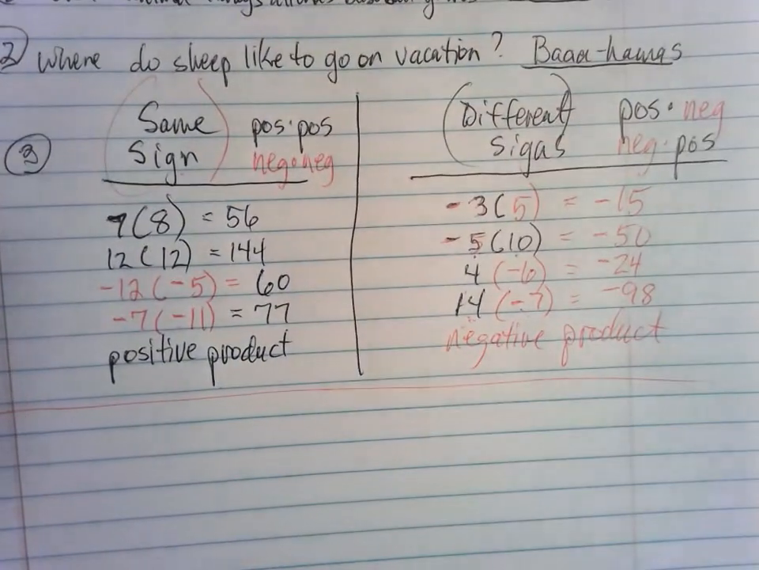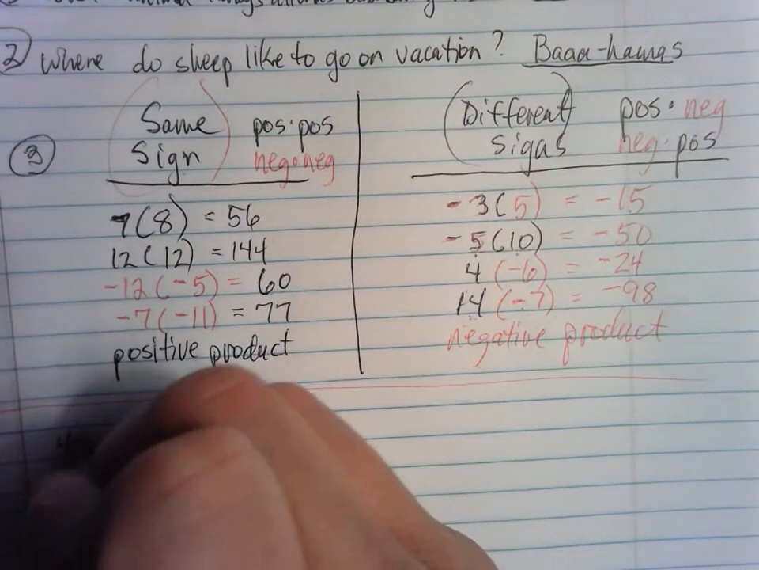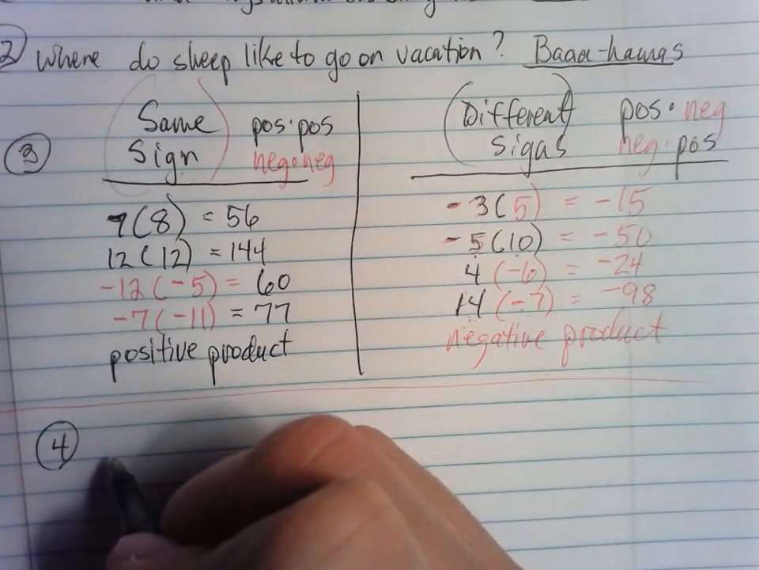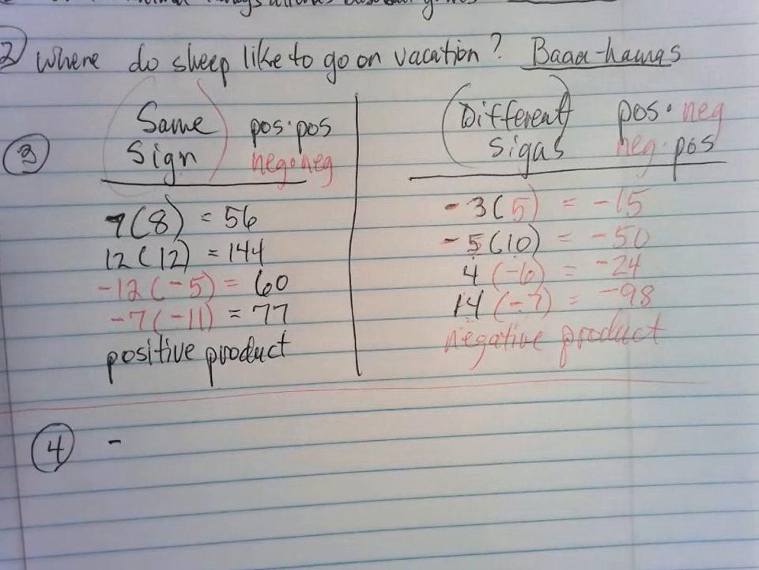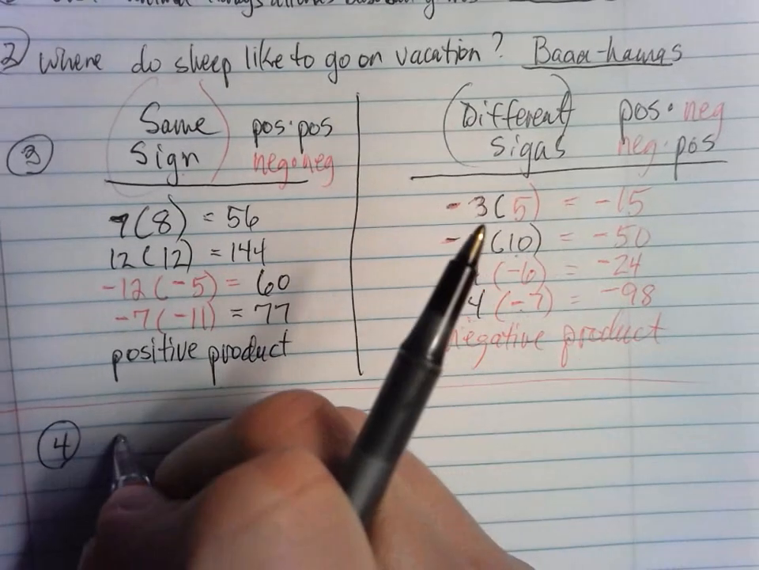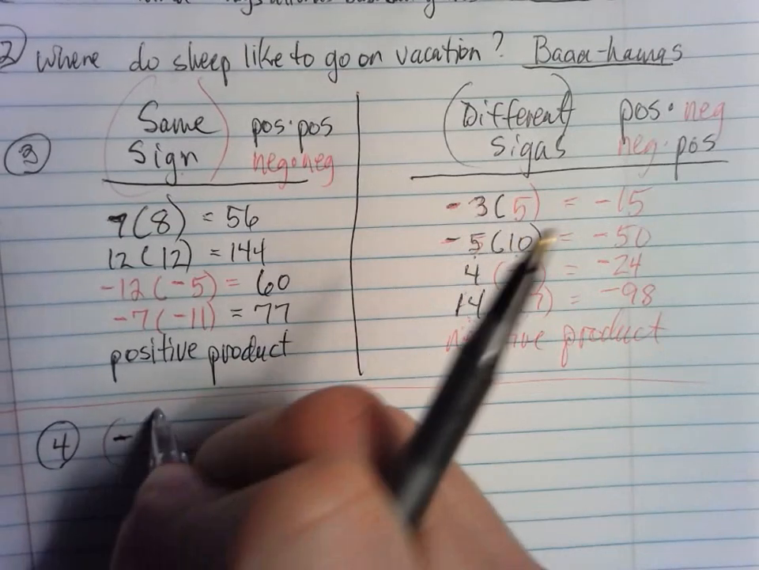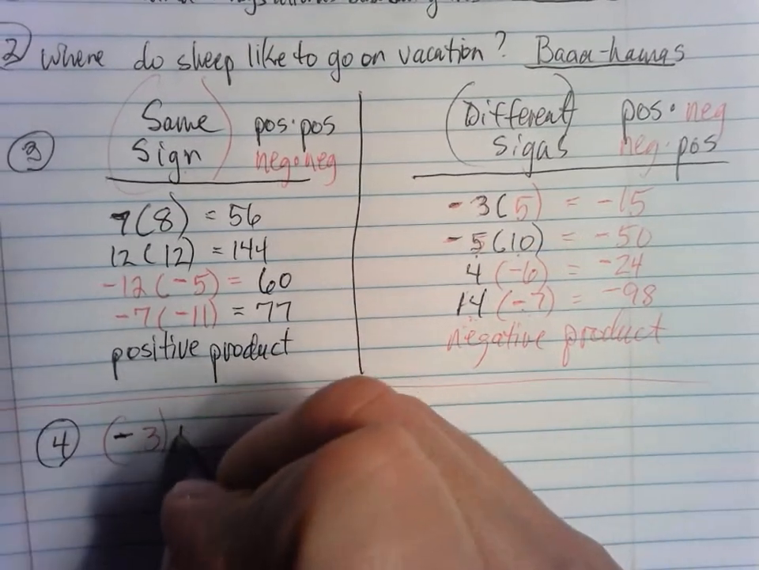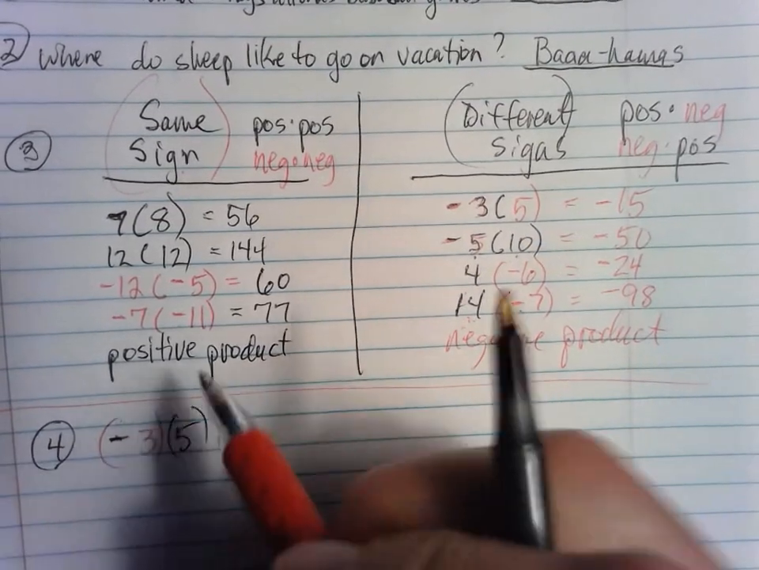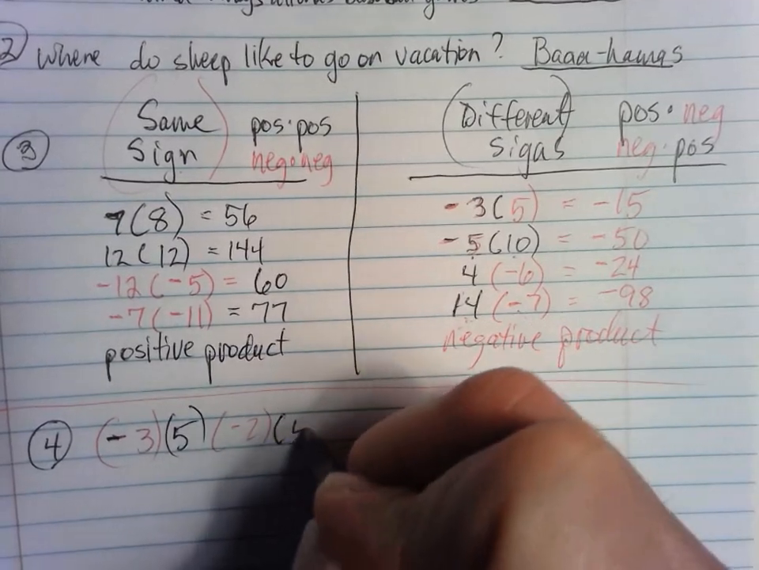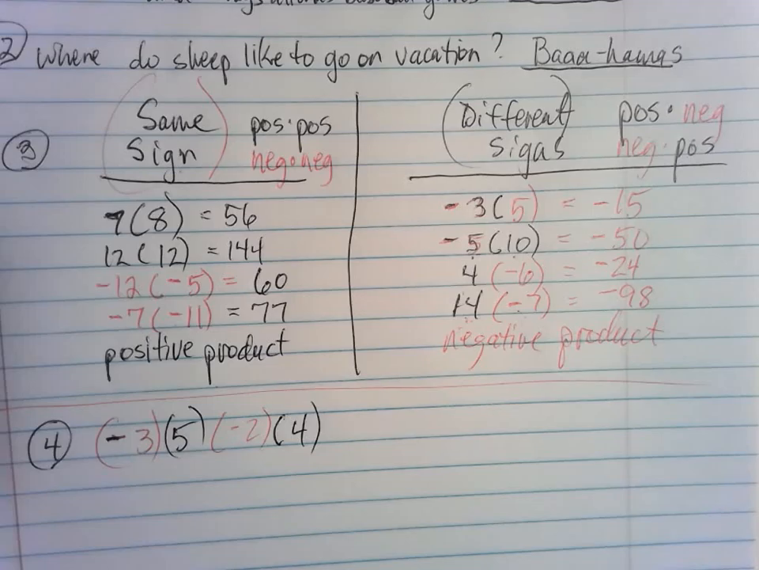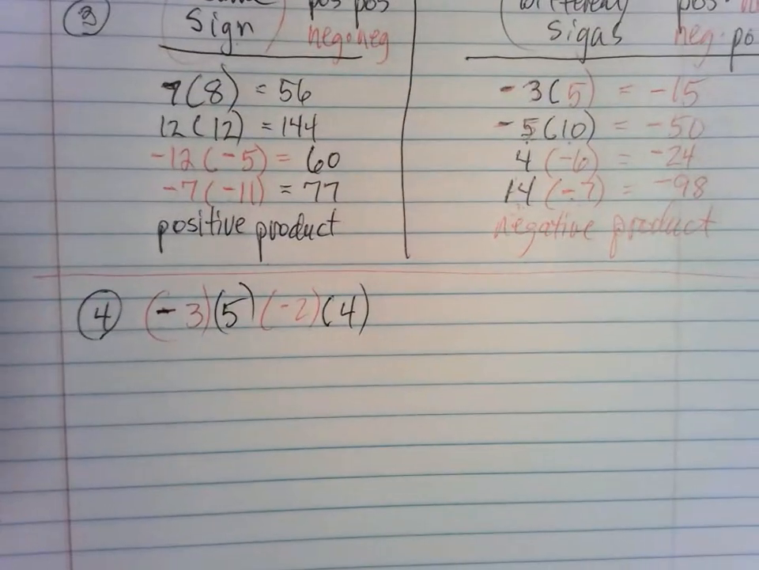All right, now let's go into some of these problems that have more than just 2 numbers multiplied together. Just talk about a couple of those. All right, so let's say you've got negative 3 times 5 times negative 2 times 4. Okay, so in this problem we got a combination of a couple different integers.